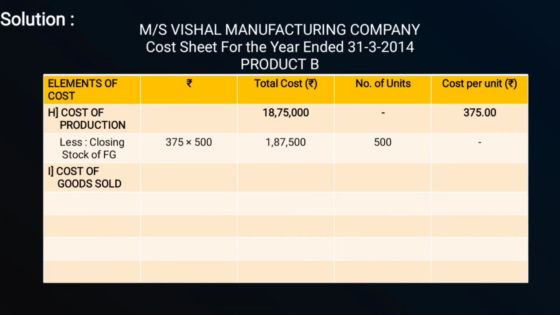Part I, cost of goods sold. So the total cost of goods sold amount will be rupees 16,87,500. Number of units will be 4,500 and cost per unit will be 375 per unit.